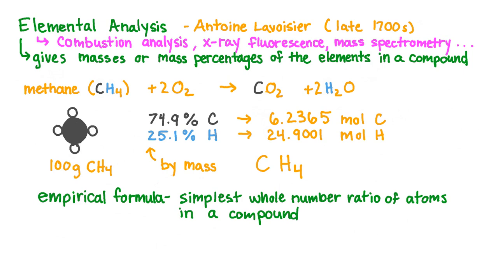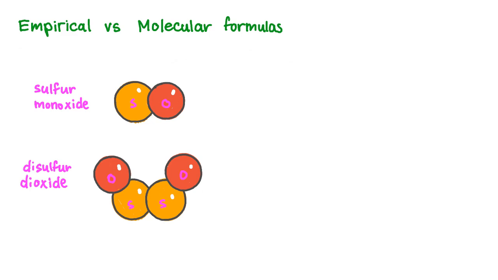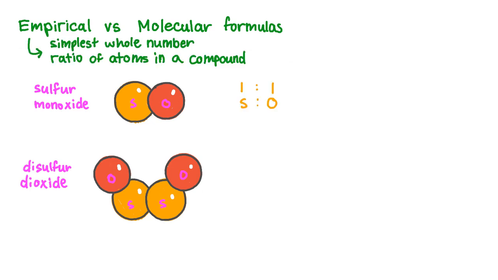But the results of elemental analysis aren't always so convenient. For example, there are several compounds made of sulfur and oxygen. Here are 2 of them. One has 1 sulfur atom and 1 oxygen atom, and the other has 2 sulfur atoms and 2 oxygen atoms. Since again the empirical formula expresses the simplest whole number ratio of atoms, the top compound would have 1 sulfur atom for every 1 oxygen atom, meaning that its empirical formula is SO.